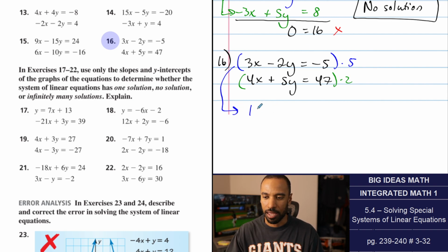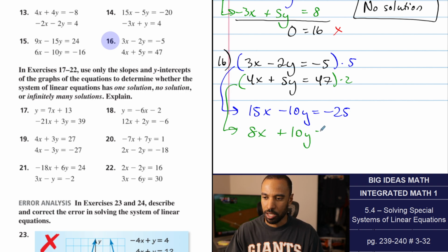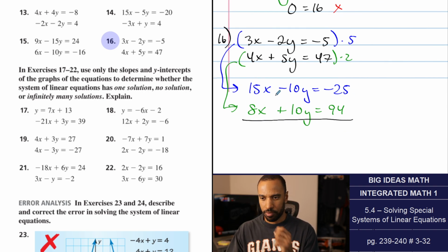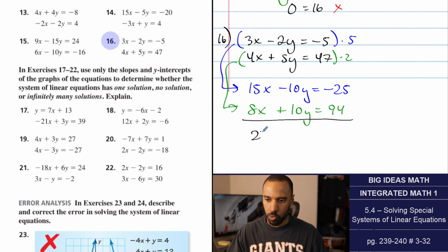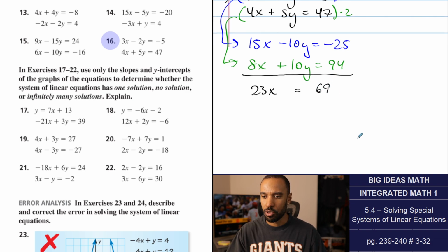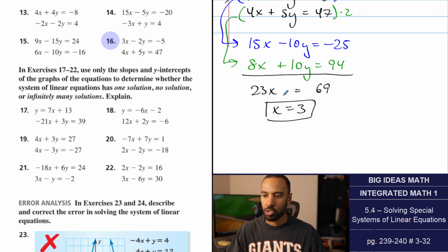So here we'll get 15x minus 10y equals negative 25. And here we'll get 8x plus 10y equals 94. Yeah, I couldn't divide there and do a reduction version of that. So the y's eliminate as we get 23x equals 69. Yep, and you divide by 23, you get x equals 3. So it's a one solution case.